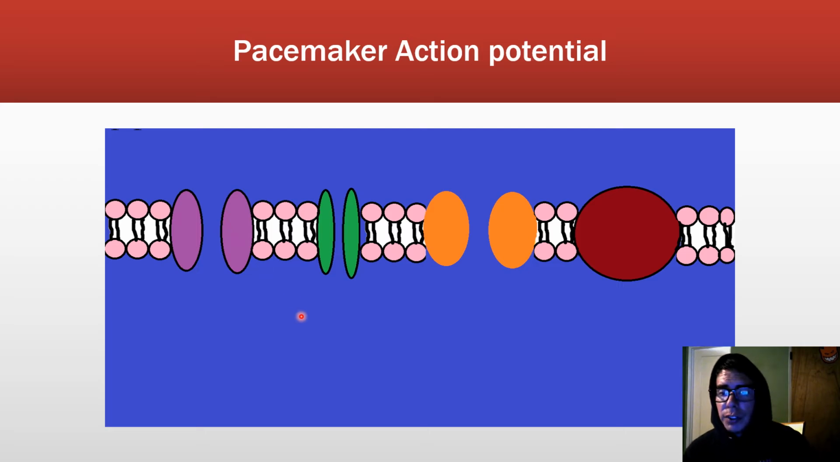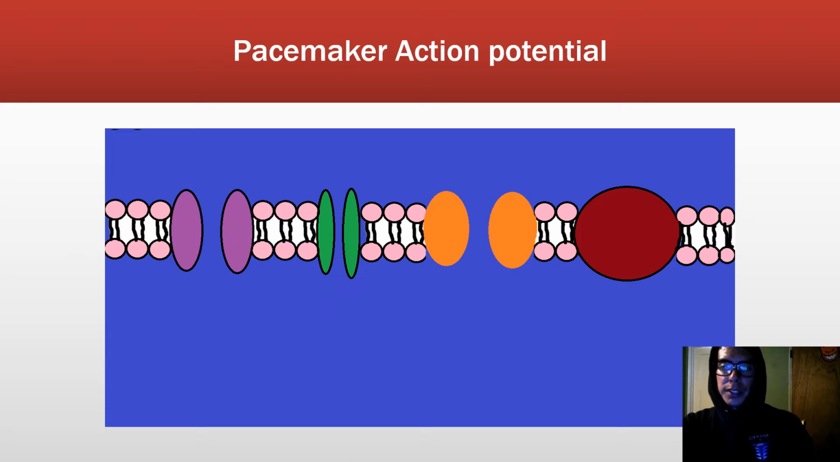The main channels for action potential: this first one here is going to be a sodium channel. And then we have a calcium channel, a potassium channel, and this is called an ATPase pump, or sodium-potassium pump.